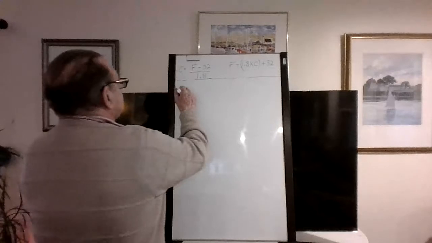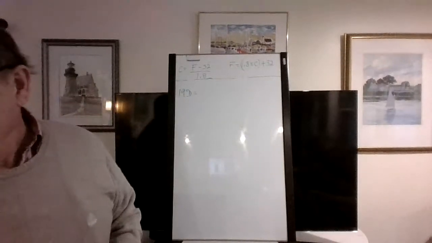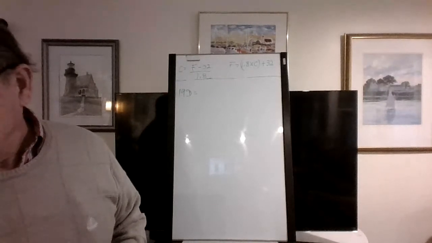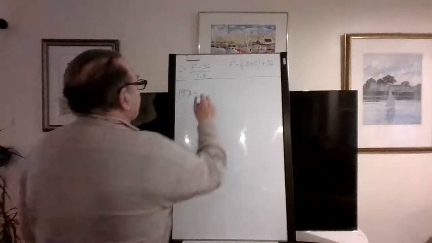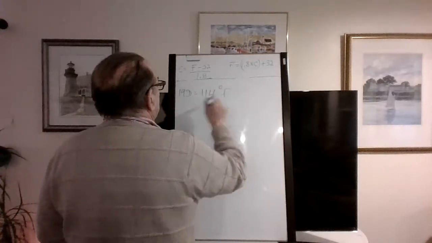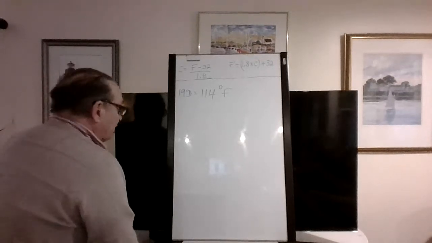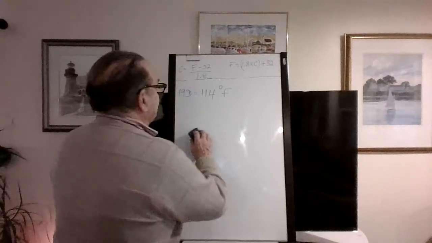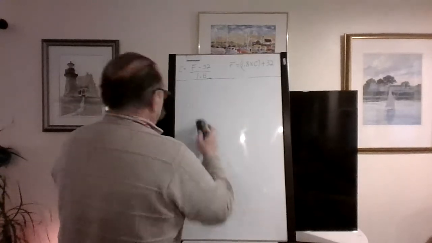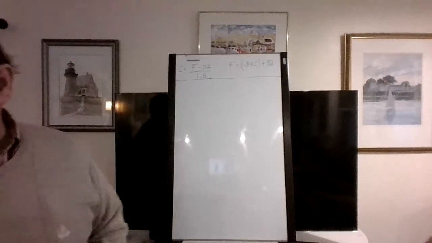Okay, so letter D, 19D equals 114 degrees Fahrenheit. Okay, no minus. It was a pretty straightforward, pretty easy one. Use that formula. All right, the next one.